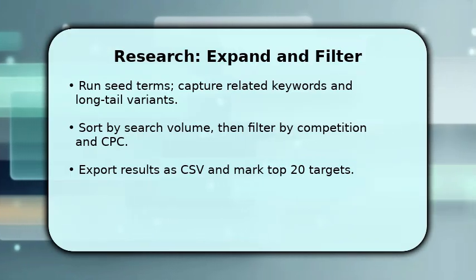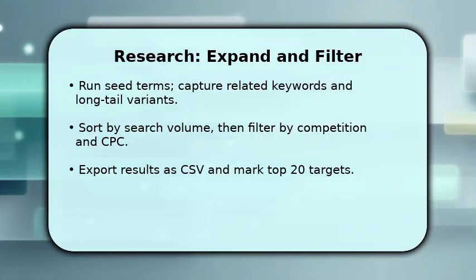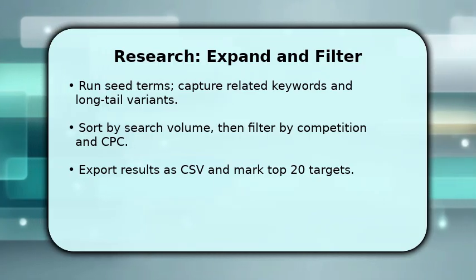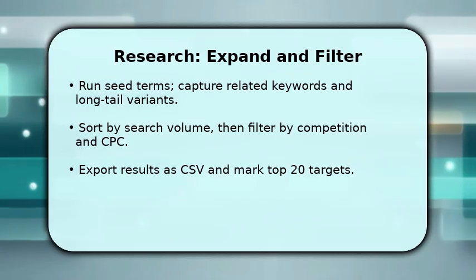Next, sort results by search volume to find demand, then filter down by competition and CPC to prioritize realistic targets. Once you have a shortlist, export the CSV so you can work offline. Make sure to flag the top 20 targets for immediate content. This gives you a practical mix of quick wins.